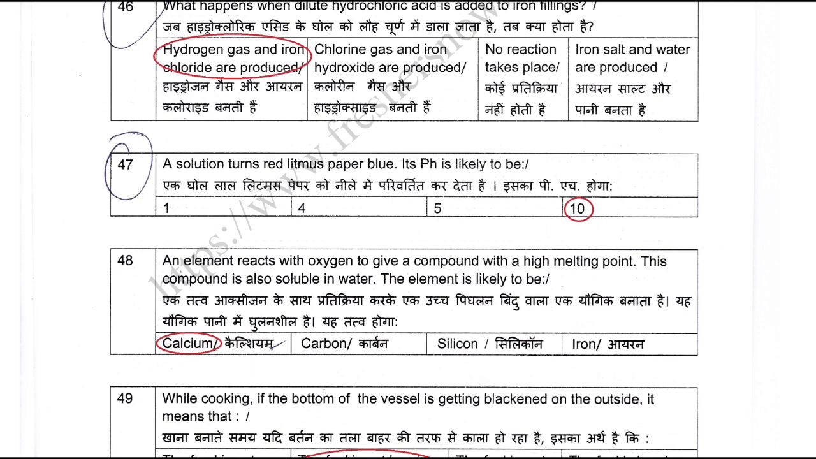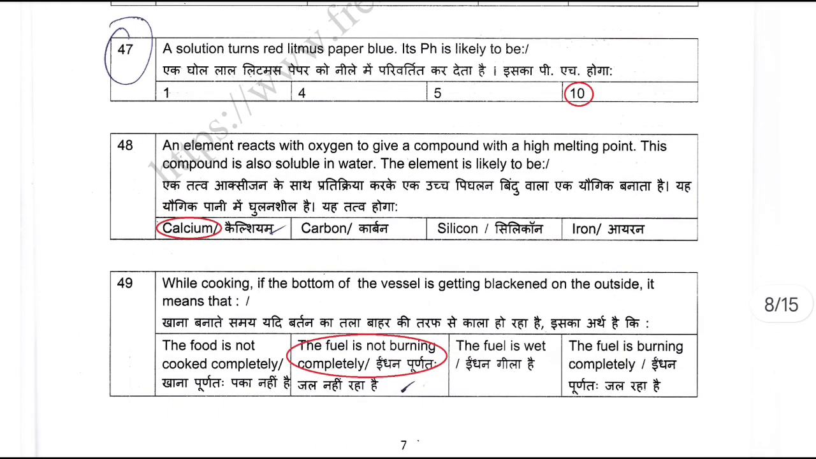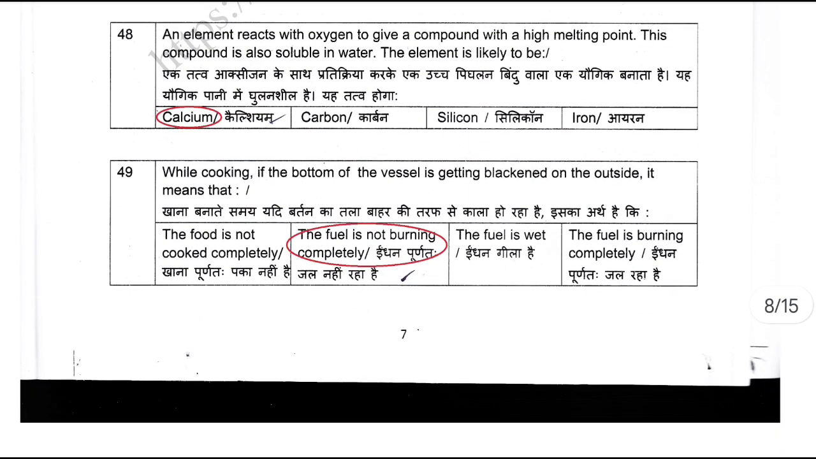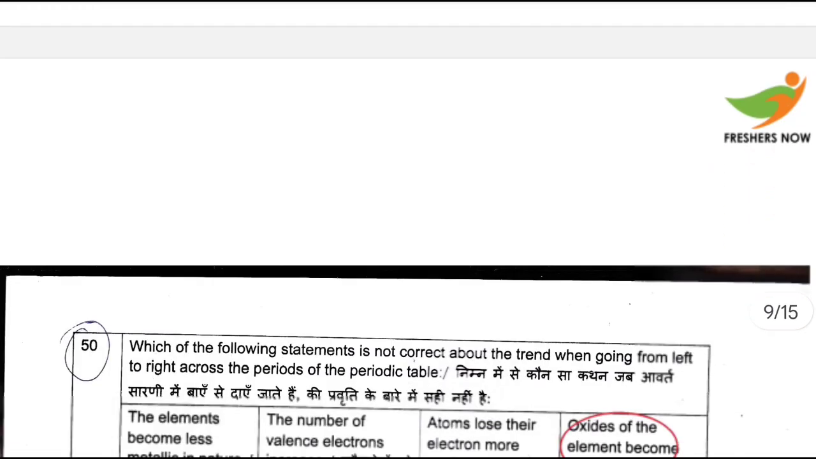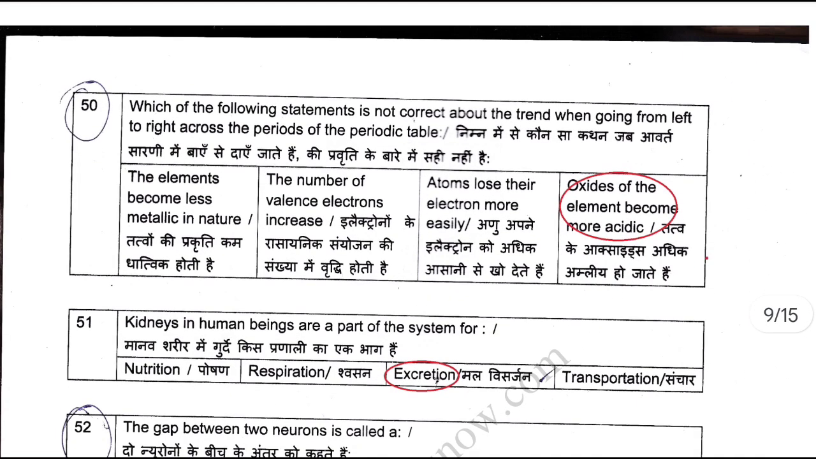An element reacts with oxygen to give a compound with a high melting point. This compound is also soluble in water. The element is calcium. While cooking, if the bottom of the vessel is getting blackened on the outside, it means that the fuel is not burning completely.